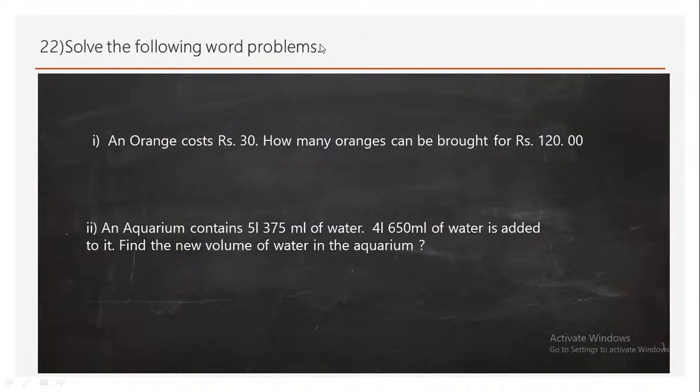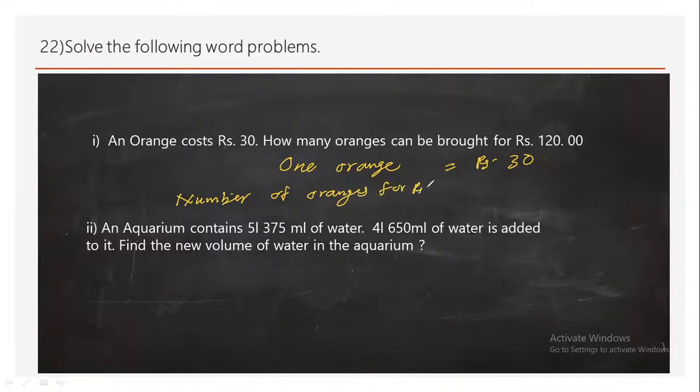Solve the following word problems. An orange costs 30 rupees. How many oranges can be bought for 120 rupees? Oranges. 1 orange equals 30, no? 120 divided by 30. 12 divided by 3, 4 oranges. We can buy 4 oranges.